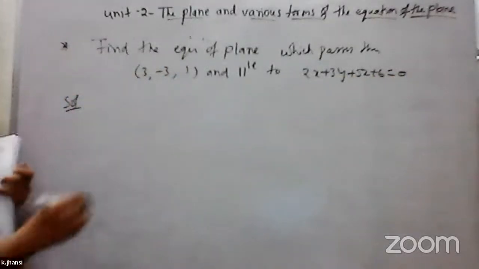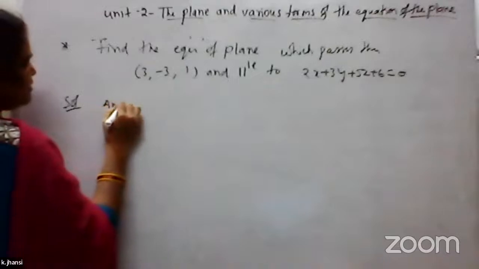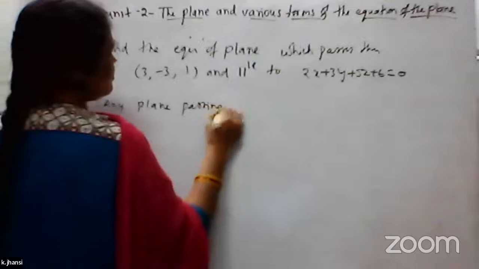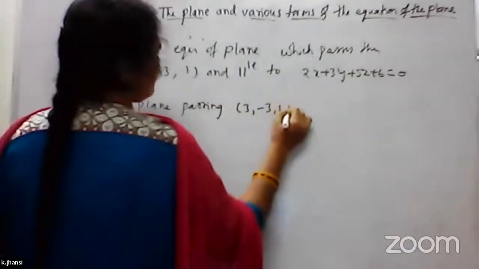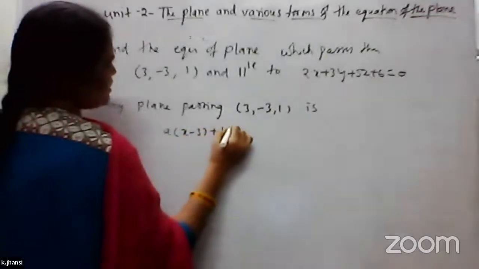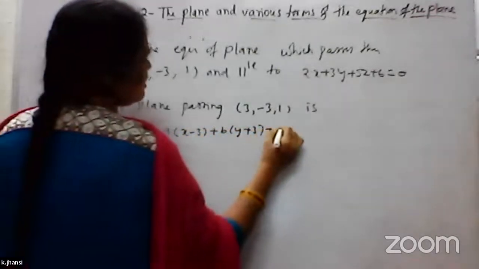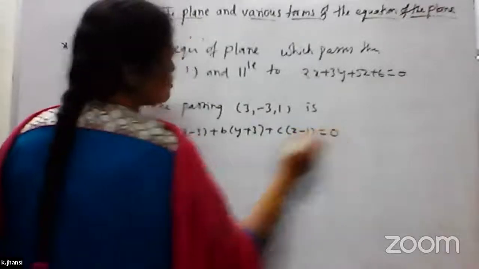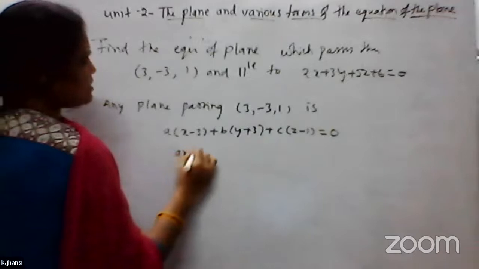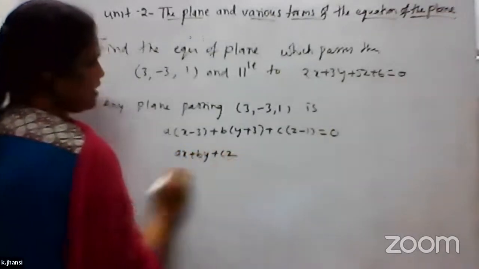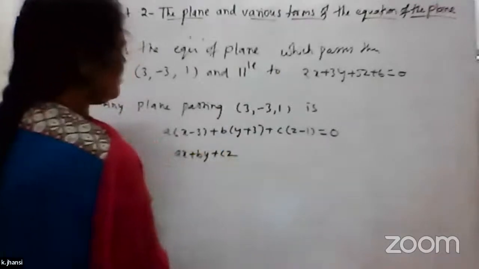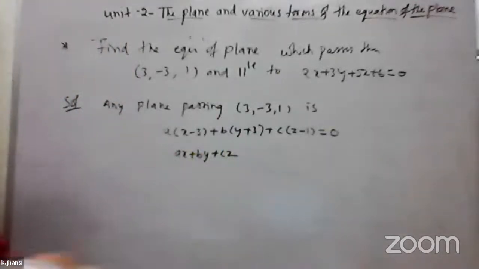So any plane passing through the point (3, minus 3, 1) is a into x minus 3, plus b into y plus 3, plus c into z minus 1 equals 0. So you'll get ax plus by plus cz. Next we have minus 3a plus 3b minus c. Okay.